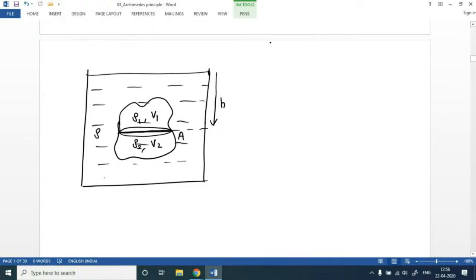So for that, first of all, we can write the force balance on, let's say, the upper part of the body, that is part 1. If we look at the forces, what all forces will this part experience? First of all, its weight. Its density is rho1, its volume is V1, so rho1 V1 g is its weight.